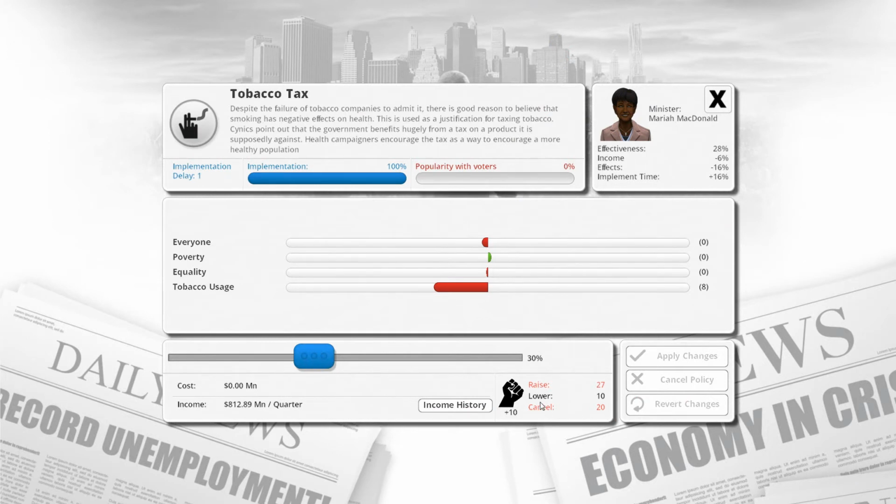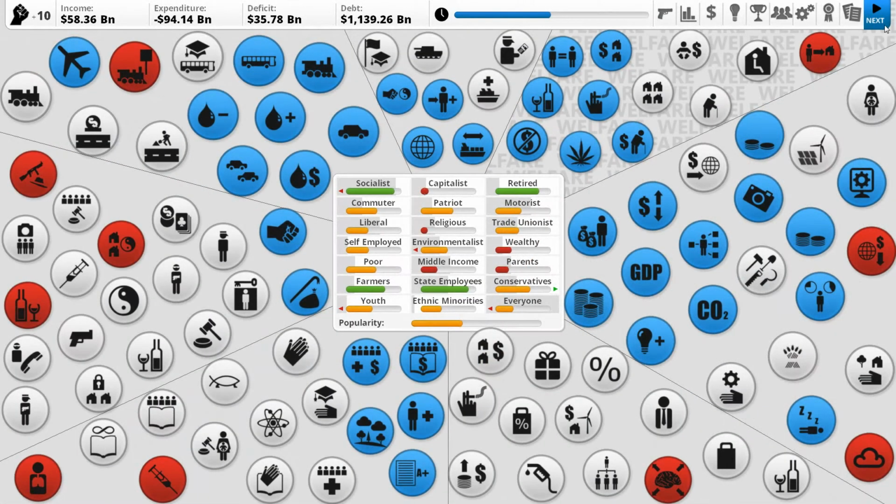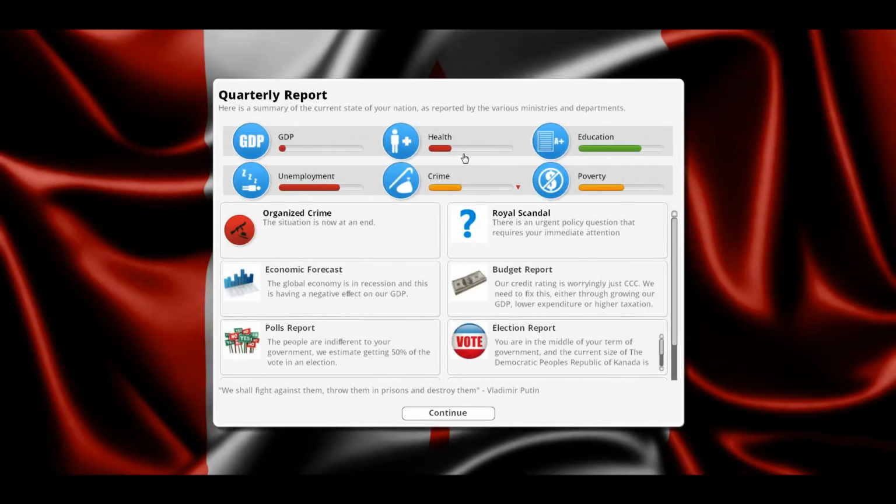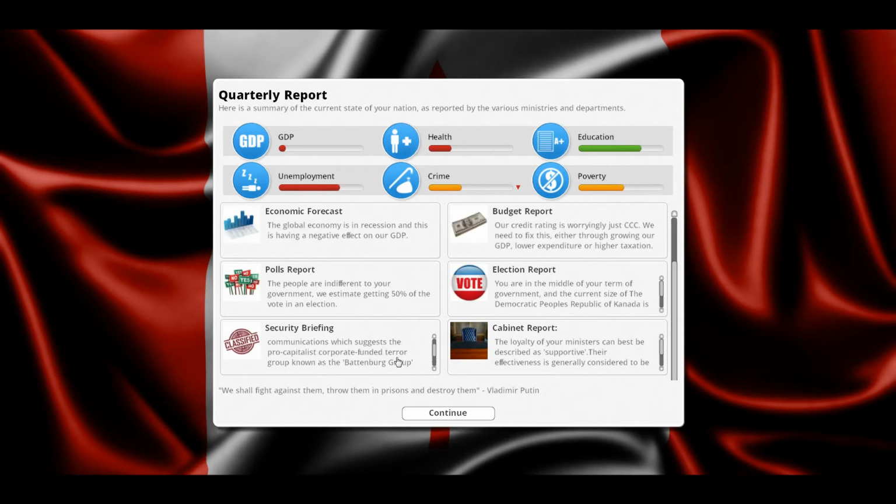Lowers... We have pretty good health, so we can actually cancel some of these taxes, maybe. And it might improve. Do we have... No, we don't even have good health. But we ended organized crime. That's good. I think that was probably the wrong thing to go after at the beginning. We're at 50% of the votes at the polls, so that's good.